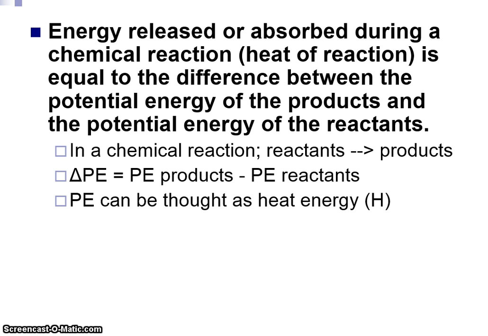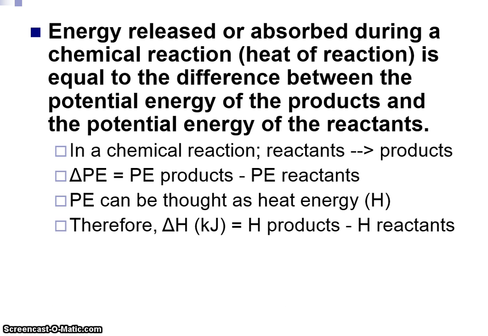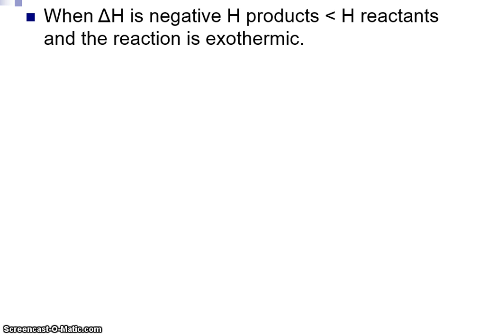Potential energy can be thought of as heat energy, H, and we spent a whole unit on heat. So this will be a good refresher, bringing back this idea of heat. Therefore, delta H, in kilojoules, is equal to the enthalpy of the products, the heat of the products, minus the heat of the reactants. And this is going to be our basic format for all of this very short unit, that we're going to take the energy values of the products and subtract the energy values of the reactants. This should be review, and this is great review to get ready for your final exam.